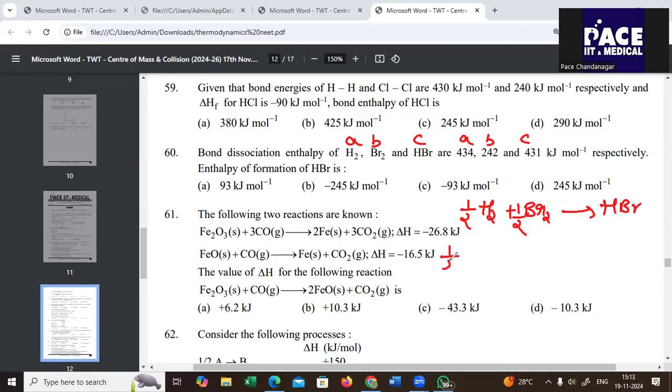Hydrogen is broken down, so half of 434, and then plus half of bromine, which is 242. What is the enthalpy of formation of HBr? That is the total thing that has been asked of us. HBr is being formed there, so minus 431. All this together is going to be the answer for you. Please check it out. You will get minus 93 if you do it and check. All right, move on. Next question.